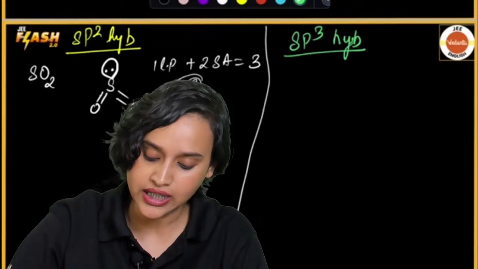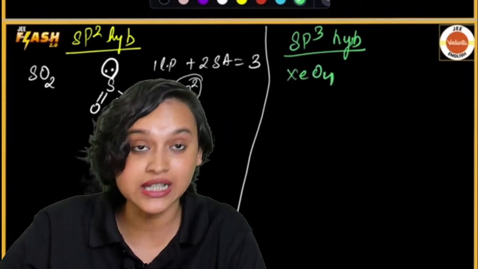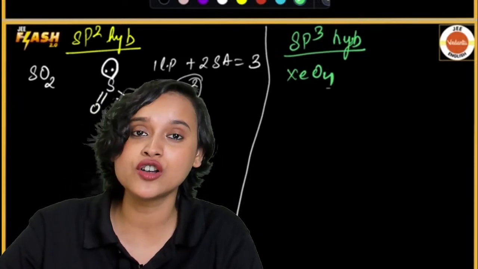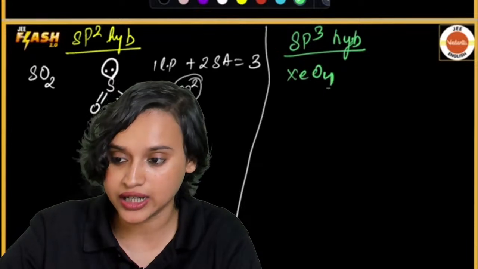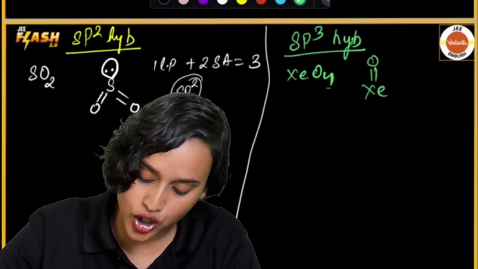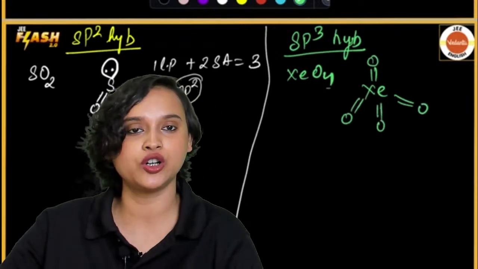Let us take xenon, XeO4. If we take O4, there are 4 oxygens and all of them are neutral. So we will have xenon here, with double bond oxygen, double bond oxygen, double bond oxygen and double bond oxygen.